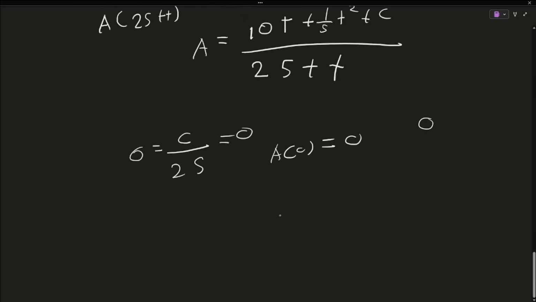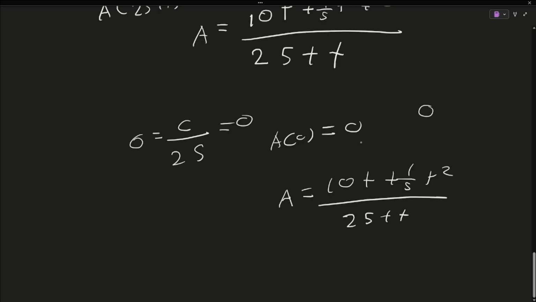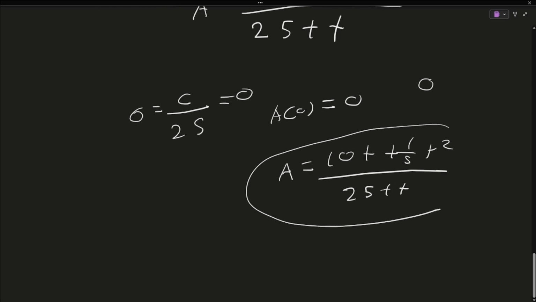So the solution for this differential equation, A, the amount of salt, will be 10t plus 1 over 5 t squared, divided by 25 plus t. And this is the solution for my differential equation and the problem.